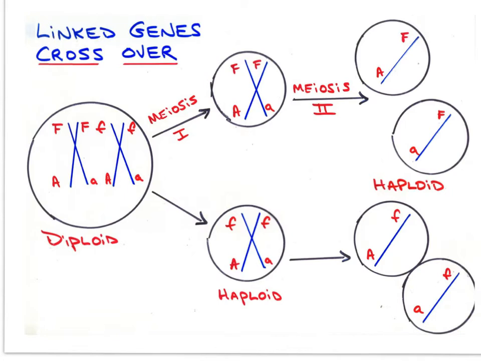Crossover between sister chromatids would be meaningless because sister chromatids, before crossover, are genetically identical.